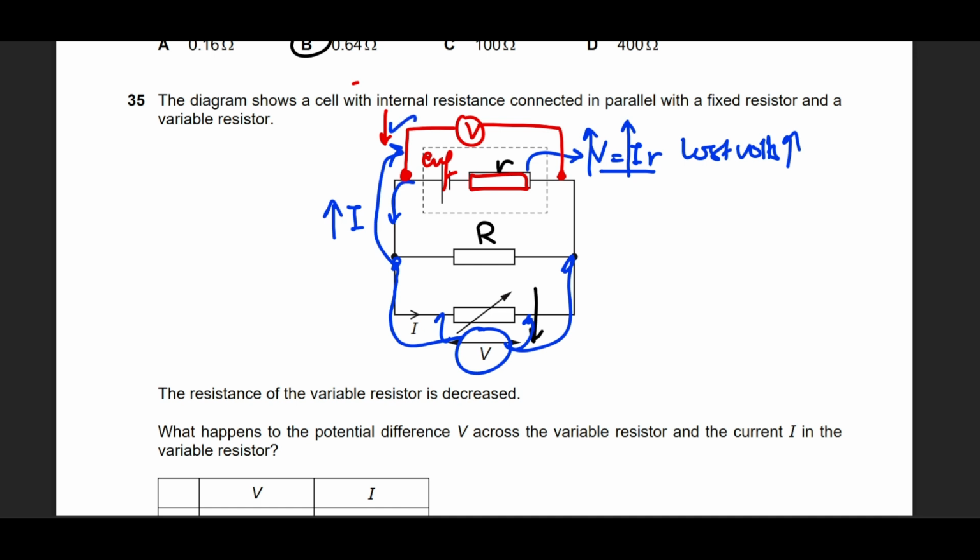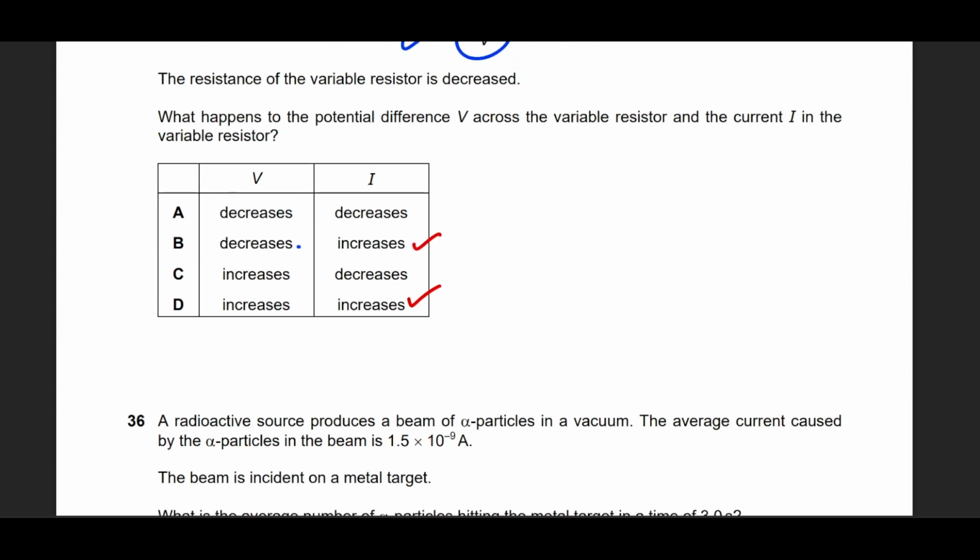So either connected over here or connected over here does not mean anything different. They're exactly the same points. So the voltage decreases because the lost volts are increasing. So option B would be the best answer.